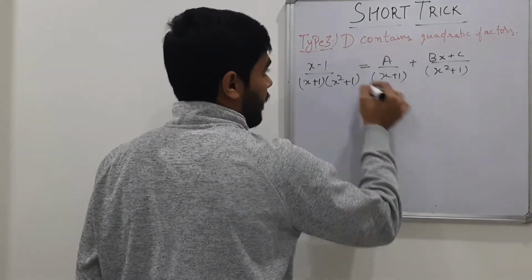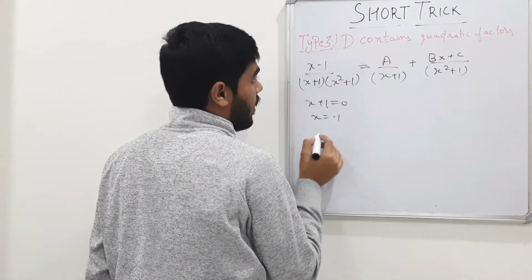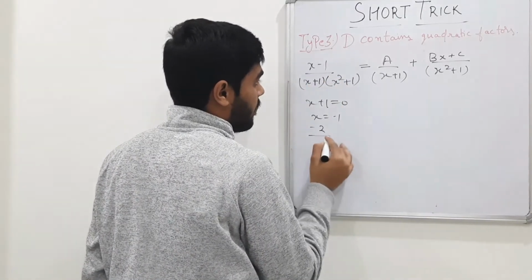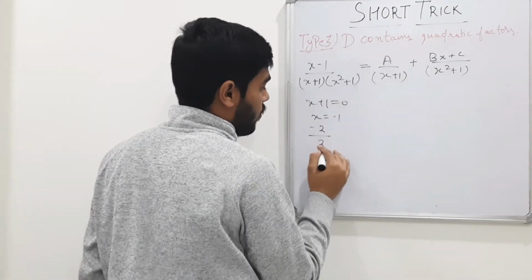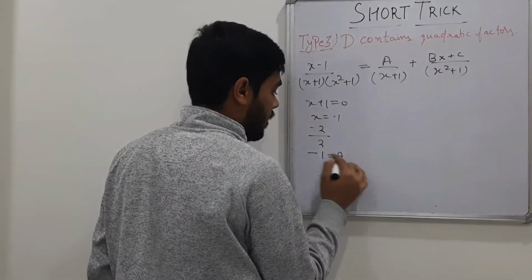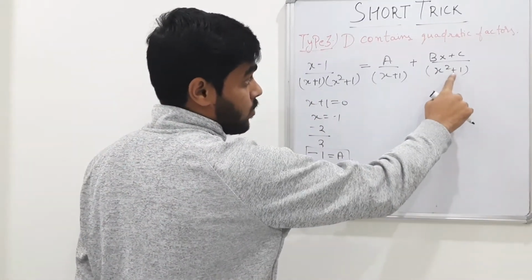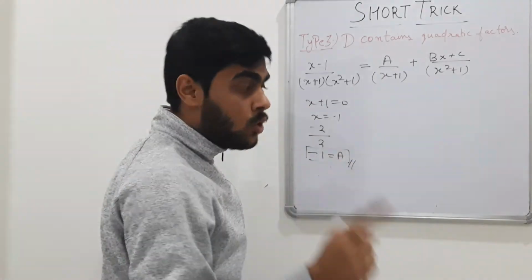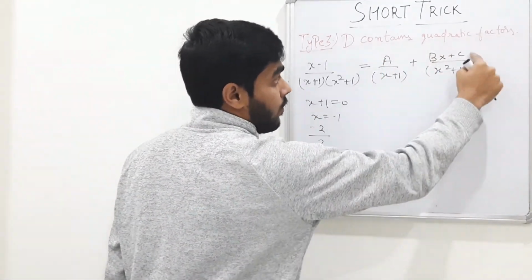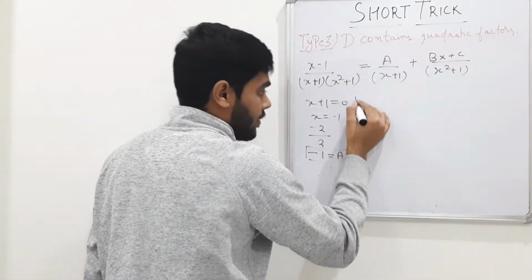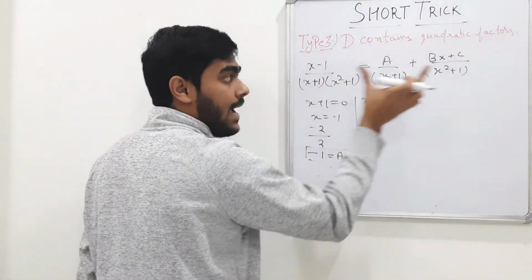So now for finding this, you will write x plus 1 equals to 0, x equals to minus 1, and now I will put here, so minus 2 upon, you will not put here, you will only put here, so minus 1, so it will become 2, and minus 1 equals to a, this is the a value. And now for finding bx plus c upon x square plus 1, you will put x equals to 0, because if you will put x equals to 0, then b will be gone, and then you can find c. So like this. And you will put x equals to 0 in whole left hand side and right hand side.